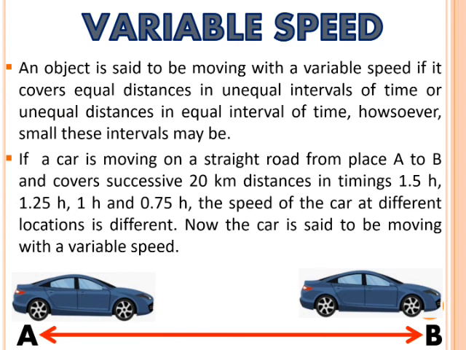If a car is moving on a straight road from place A to B and covers successive 20 km distances in timings 1.5 hours, 1.25 hours, 1 hour and 0.75 hours, the speed of the car at different locations is different, or the speed of the car is varying. Now the car is said to be moving with a variable speed.